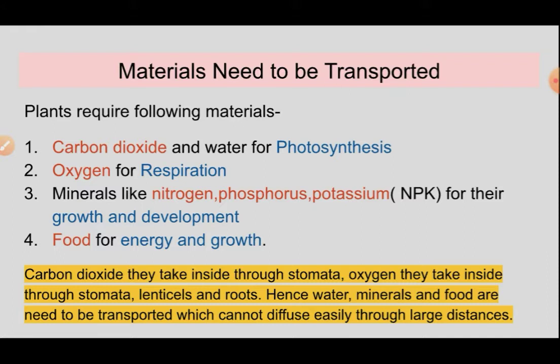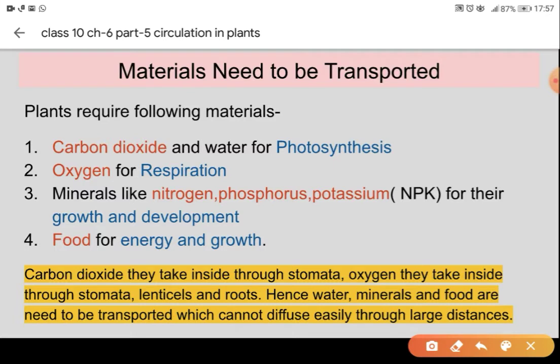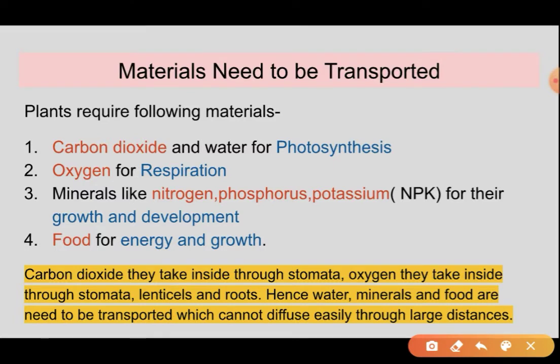First of all we require carbon dioxide, which is needed for photosynthesis, and that is to be transported. Then the second thing is oxygen, which is required for respiration. The third thing is minerals like nitrogen, phosphorus, potassium. There are so many other minerals also which are required for the growth and development of the plant. So these minerals also need to be transported.